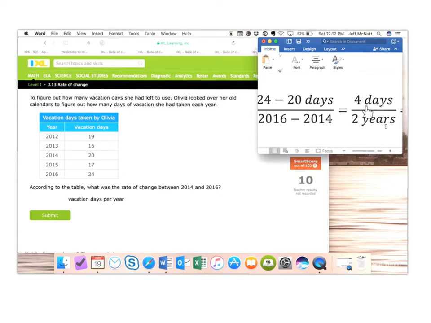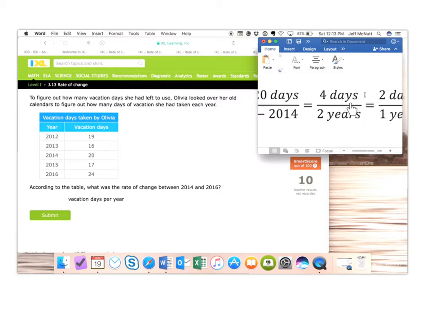24 minus 20 is 4 days. 2016 minus 2014 is 2 years. As we continue to simplify, 4 days can simplify to 2 days if 2 years simplifies to 1 year, right? 4 over 2 is the same as 2 over 1. So now we have turned this into, if we have a 1 on the bottom, a unit rate.